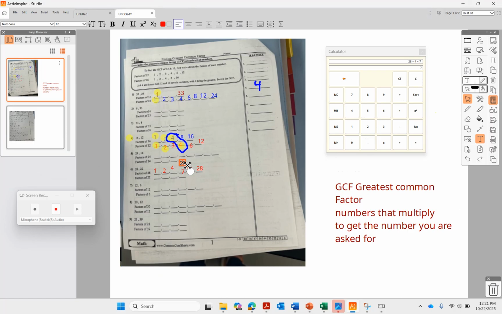Now let's do the factors of 22. So I could do 1 times 22, 2 times 11.